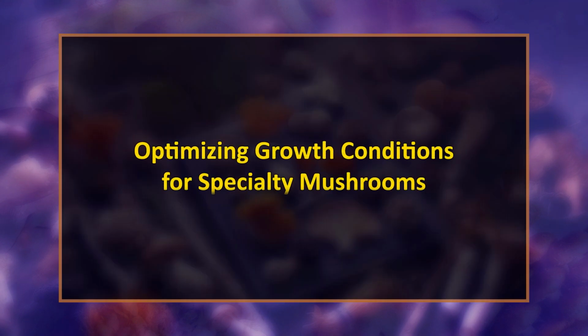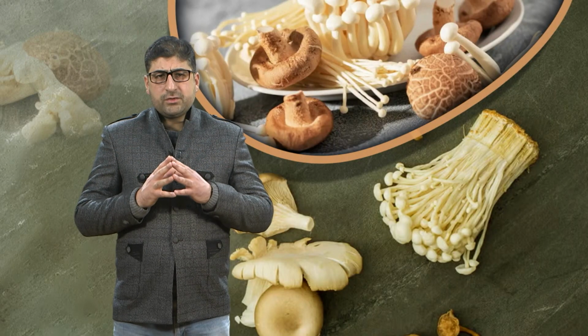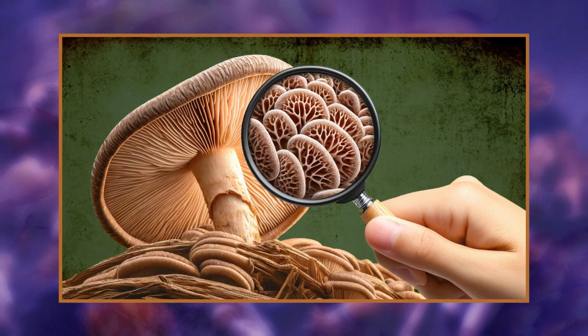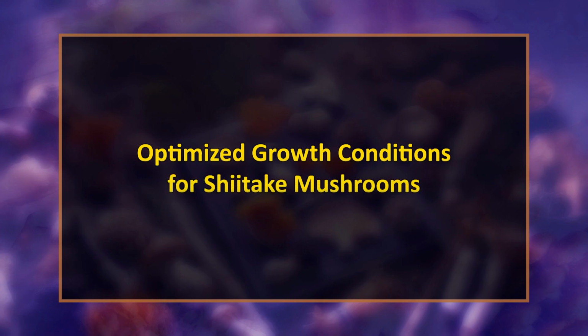Dear students, let's now discuss the optimizing growth conditions for specialty mushrooms. Optimizing growth conditions for specialty mushrooms involves altering the environmental parameters and substrate composition to meet the specific requirements of the mushroom species being cultivated. Let's discuss some of the important specialty mushrooms and their optimized growth conditions as follows. First, we talk about the optimized growth conditions for shiitake mushrooms.